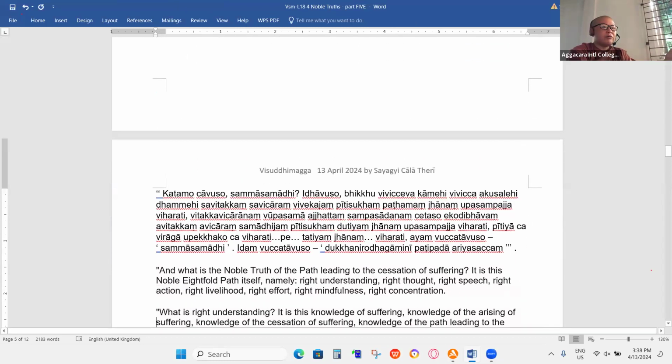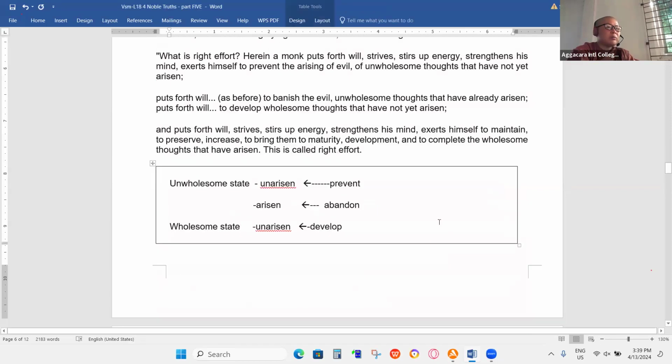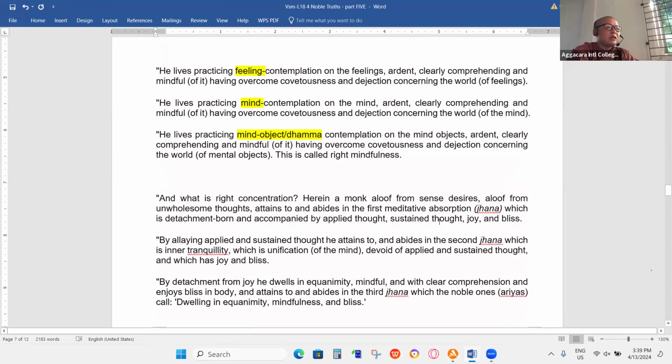Okay, for those who learn Pali, katama cha avuso samma samadhi. Idha avuso bhikkhu, vivicceva kamehi, vivicca akusalehi dhammehi. Kama is sensual desire. The text is there, so I'll just copy the text for you. Okay, this is the text, and I will just look at the text. The Pali is too difficult to learn.